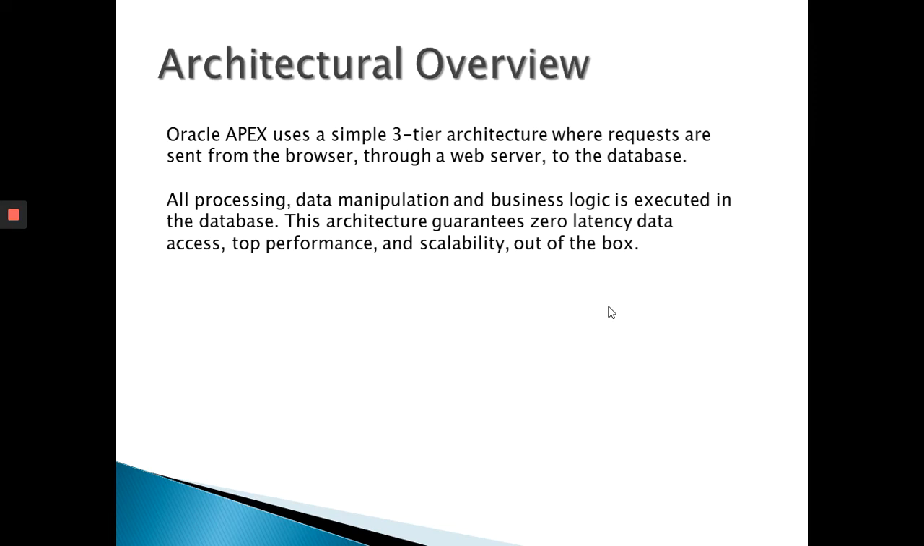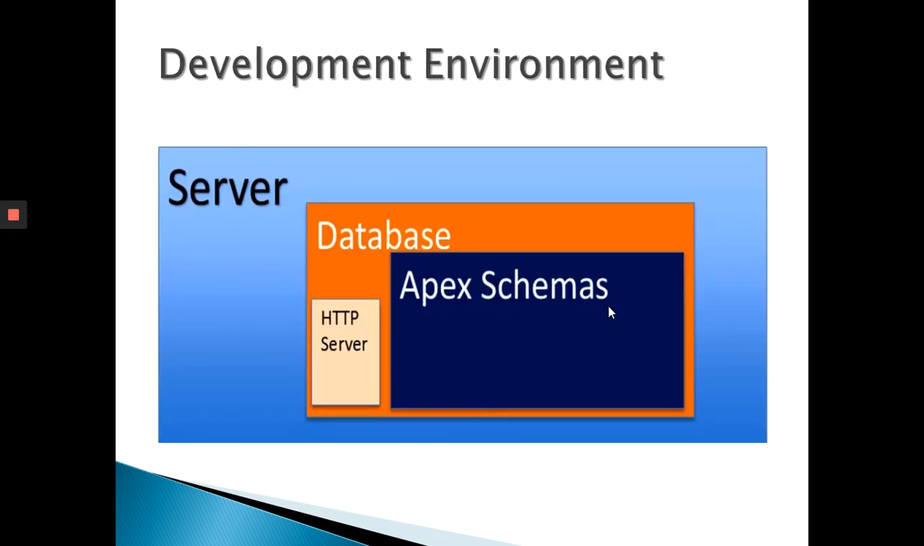Now let's discuss the architecture view of Oracle Apex. Oracle Apex uses a simple three-tier architecture where requests are sent from the browser through a web server to the database. All processing, data manipulation, and business logic is executed in the database. This architecture guarantees zero latency access, top performance, and scalability out of the box.